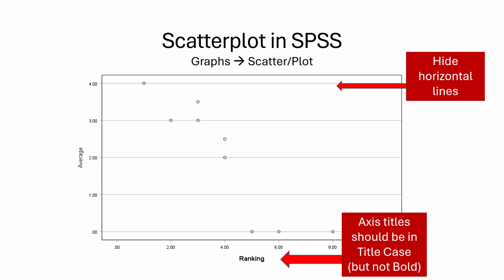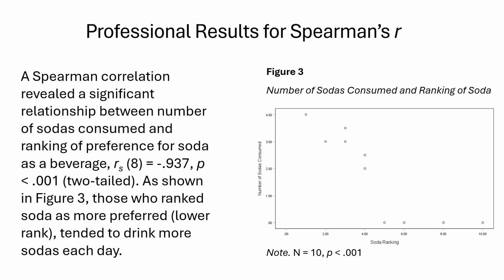Okay, here are our professional results for Spearman's R correlation with a figure and a write-up. The write-up says, a Spearman correlation revealed a significant relationship between number of sodas consumed and ranking of preference for soda as a beverage. Then we have our r_s subscript with the degrees of freedom of 8 equals -0.937, p is less than 0.001, two-tailed. As shown in Figure 3, those who ranked soda as more preferred, which is a lower rank, tended to drink more sodas each day. And then you can see that the figure is now in APA format.